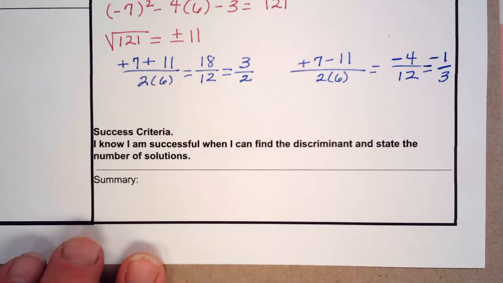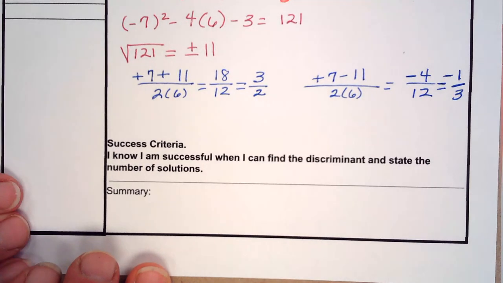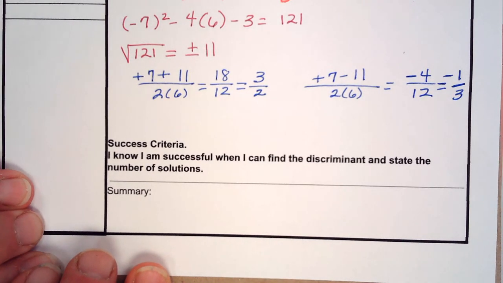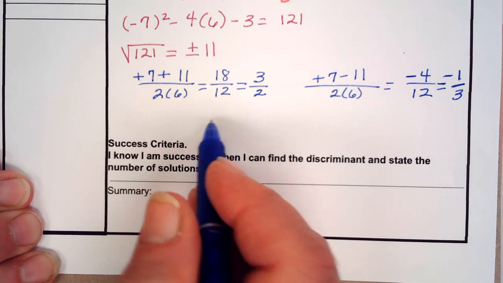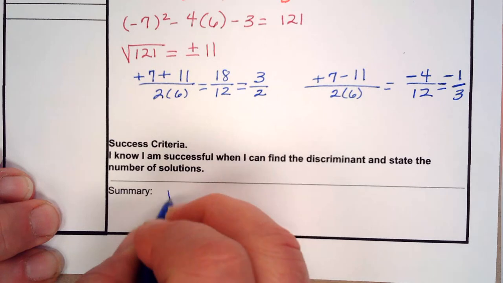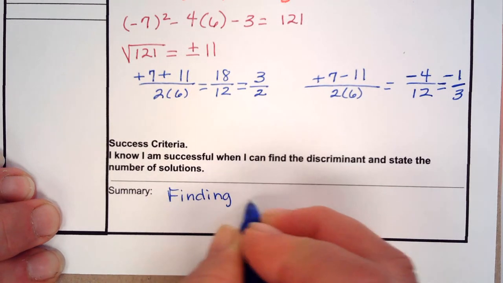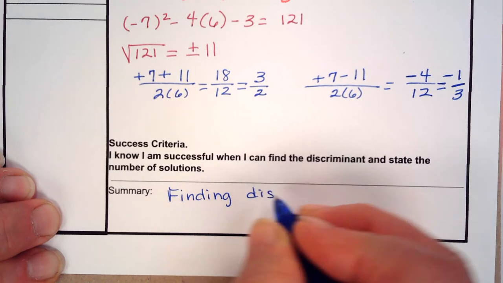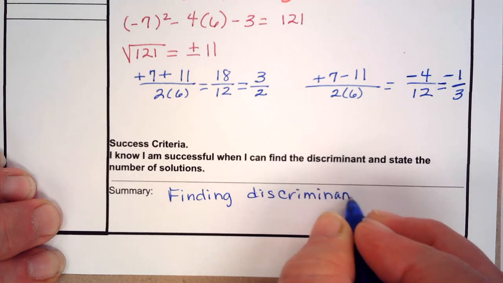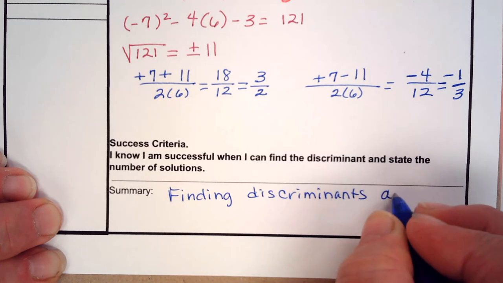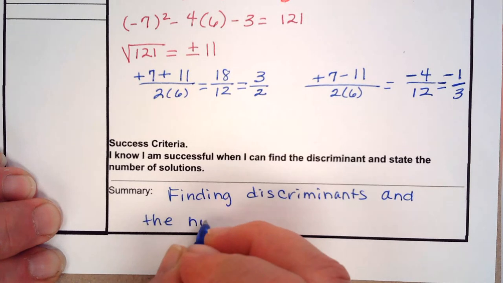How do you know you're successful? You know you're successful when you can find that discriminant and state the number of solutions. Next class, we will be putting it all together again, like we did with that last one. So we're still finding discriminants and the number of solutions.